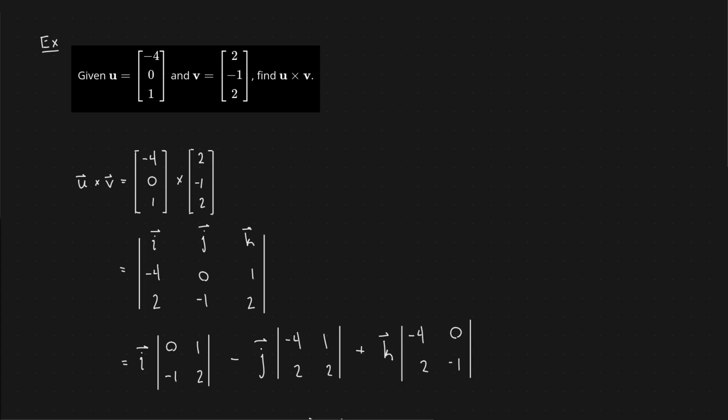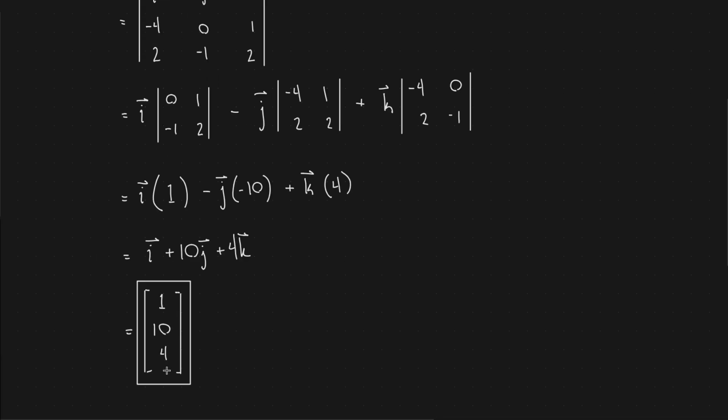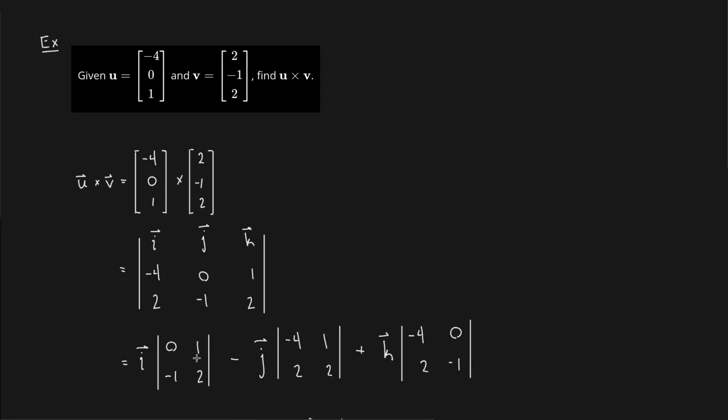Let me illustrate with this example that we just did. So we took the cross product, we got 1, 10, 4. U cross V is the vector 1, 10, 4. Now let's see what happens when I take the dot product of U cross V with U, and of U cross V with V.